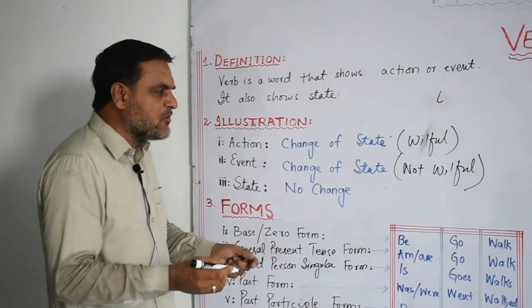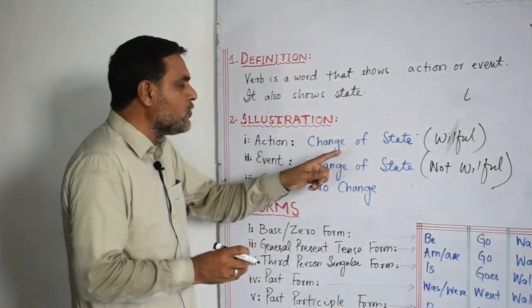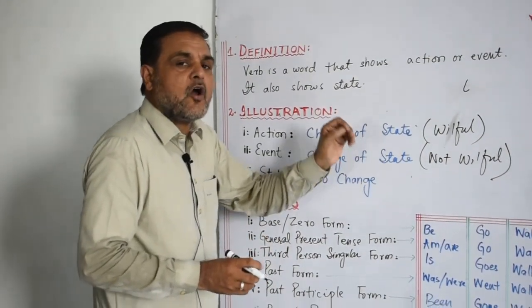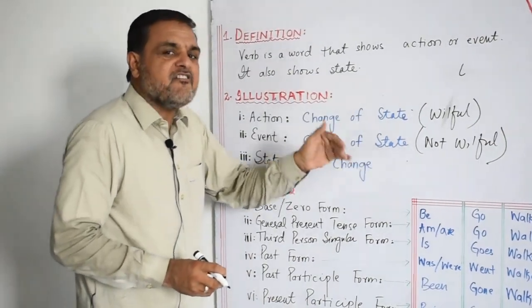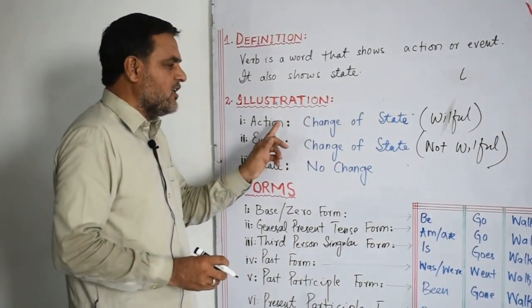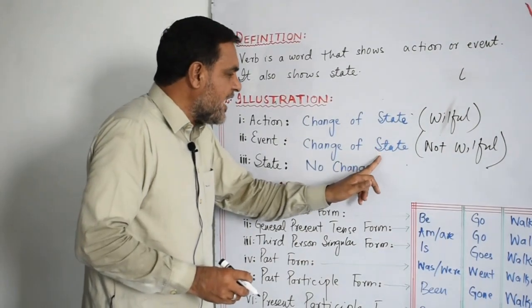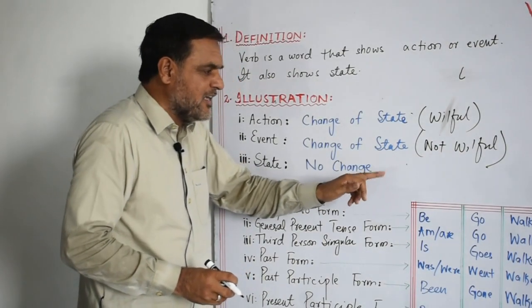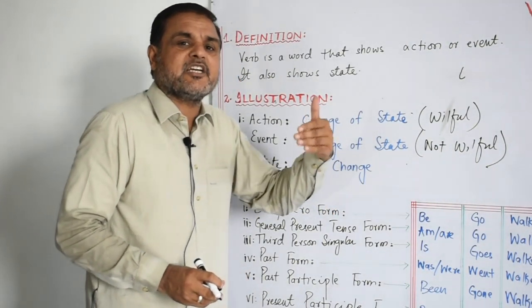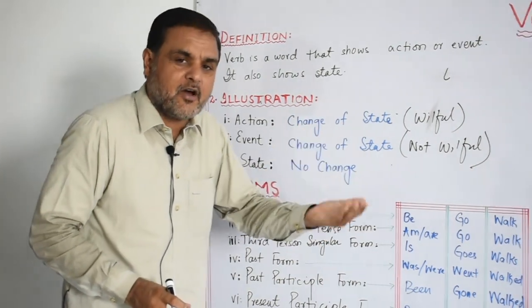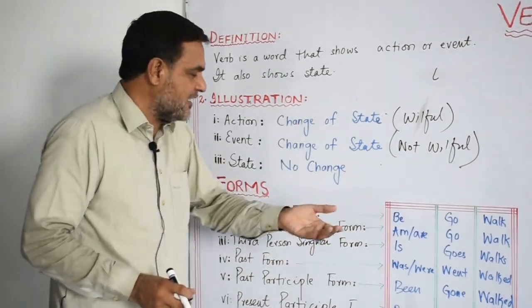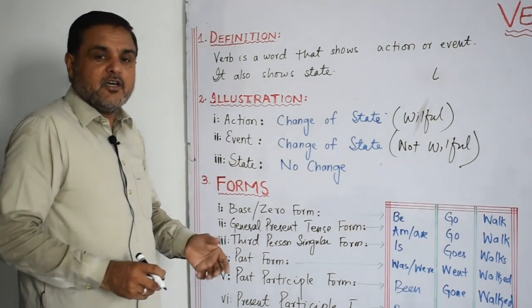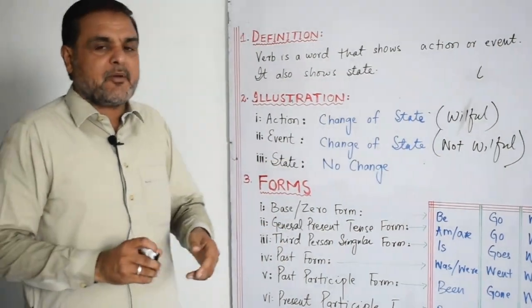So what is the difference between willful and not willful? When you change the state consciously, deliberately, willfully, that's called an action. When the change in state takes place, not because you did it consciously, you did not do it deliberately, that's called an event.